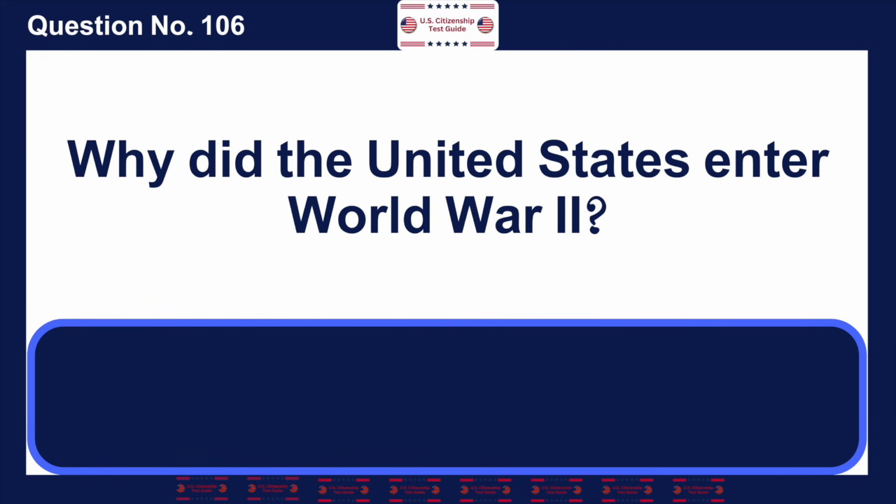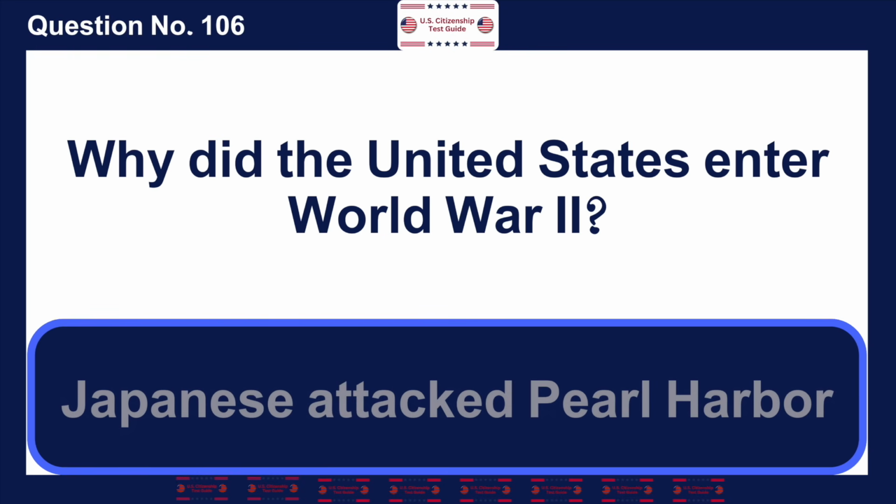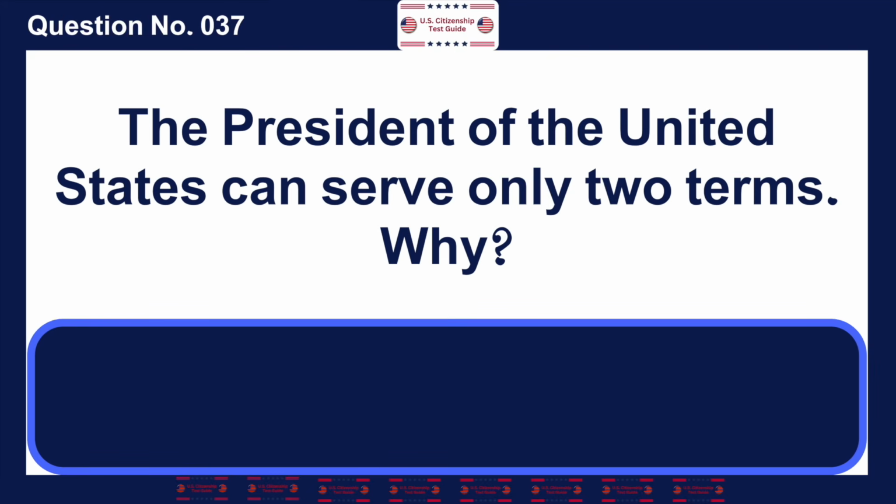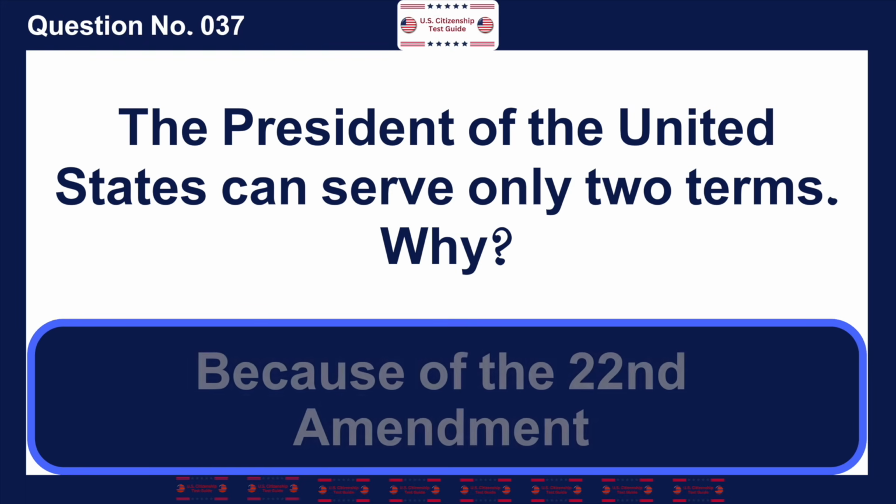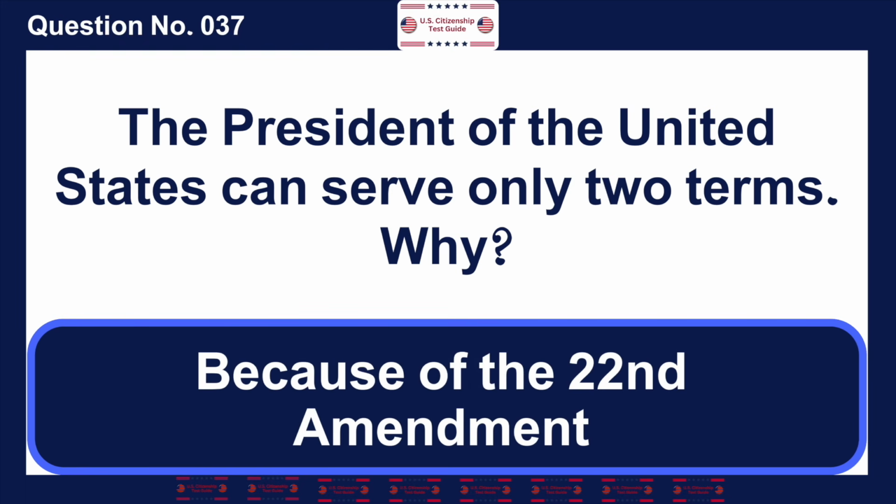Why did the United States enter World War II? Japanese attacked Pearl Harbor. The President of the United States can serve only 2 terms. Why? Because of the 22nd Amendment.